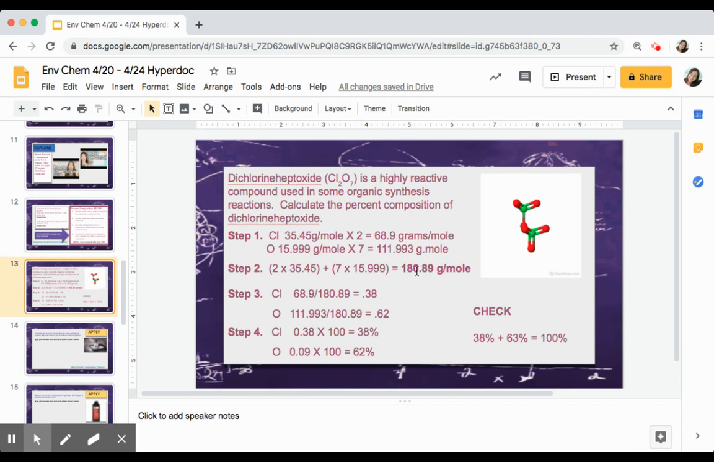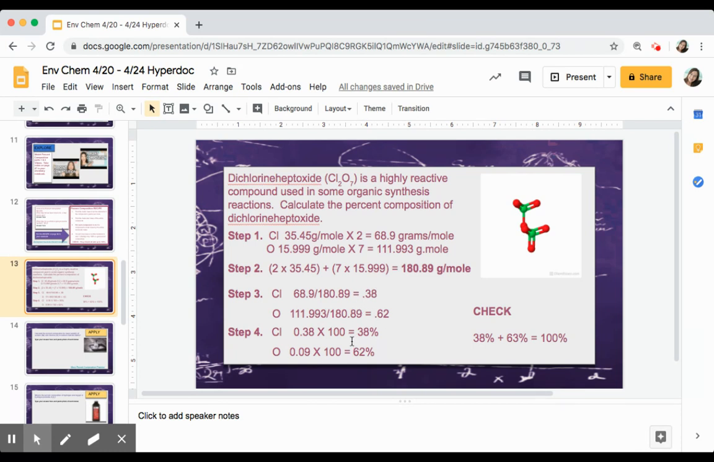Then we add those together to get the molecular mass of the whole molecule, now that we know how much of the mass is chlorine and how much is oxygen. You guys should be pros at this now. So we take the mass of the chlorine and divide it by the whole, and we get 0.38. Then we do this for oxygen. Take the mass of the oxygen divided by the whole.